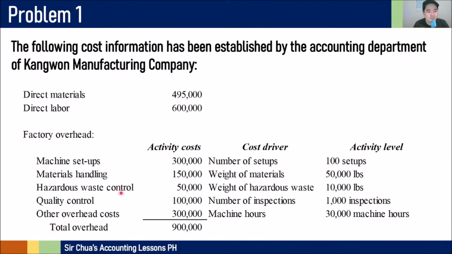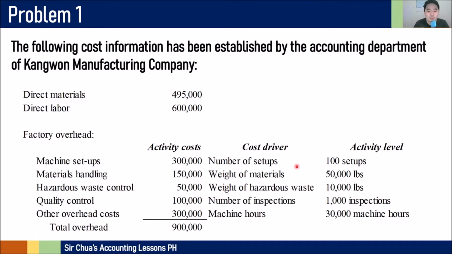Okay? So, sabi dito sa problem, ang dinadaanan daw po ng overhead natin, meron daw po tayong machine setup, materials handling, waste control dun sa mga hazardous materials natin or hazardous waste control, quality control, and all other overhead costs. Yung mga other overhead costs natin, pwedeng mga utility cost or yung ating mga depreciation kasi nakadepende sa machine hours eh. So, pwedeng ganon. Okay? So, ito yung mga cost po niya, 300,000, 150,000, 50, 100, and 300.